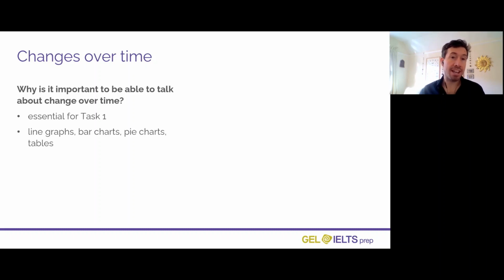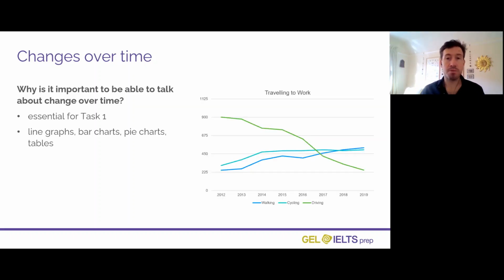So you often get line graphs, bar charts, pie charts, and tables. And in these, they can often show change over time. So a value changing over time. Let's have a look at some here. For example, we've got this line graph here. And you can see it's got the different dates at the bottom here. So it starts with 2012 and it goes to 2019. Now this data changes over time, and we need to be able to describe this change.